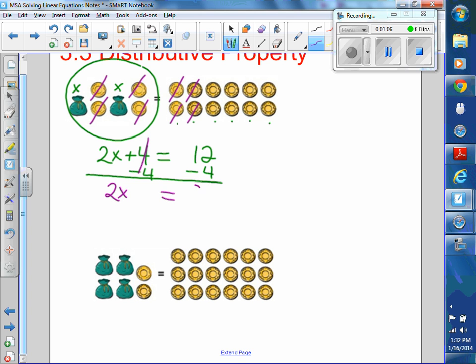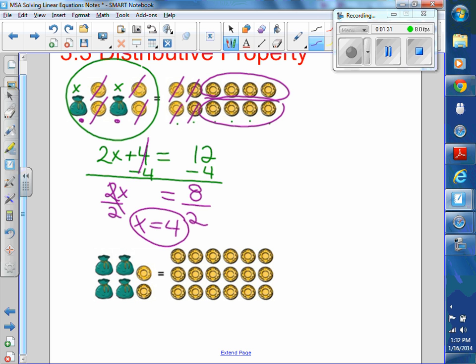and 8. And so these 2 money bags here represent those 8 coins. So I could break them into 2 groups and say there's 4 coins in each group, right? So the way I show that is with division. So x is equal to 4. Does that make sense? And so if I checked my work, I'd have 4 plus this 2 coins already, plus 4 plus 2 coins, that equals 12, which is the same as the right-hand side. Does that make sense? Okay.